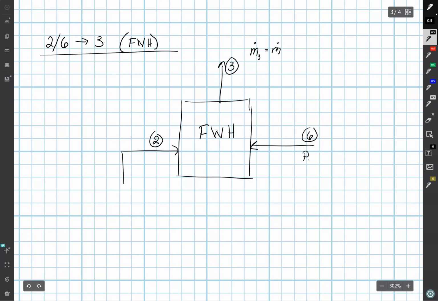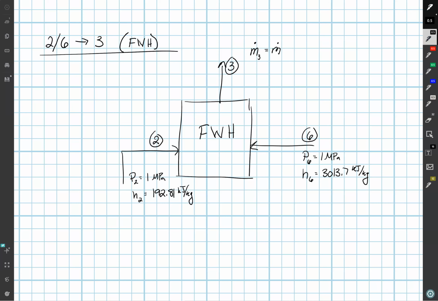We knew that here pressure 6, that's 1 megapascal. We found the enthalpy here, which is 3013.7 kilojoules per kilogram. So we found that on the previous page. And we know from here at 2, again, P2 equals 1 megapascal. And we just found H2, that was 192.81 kilojoules per kilogram.